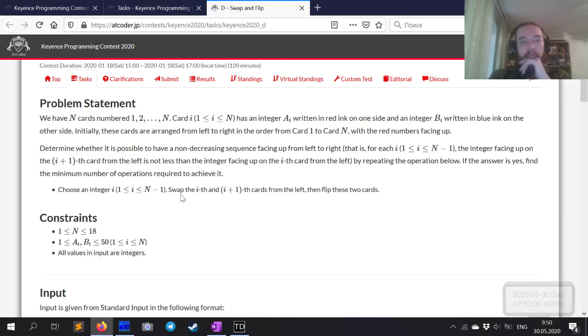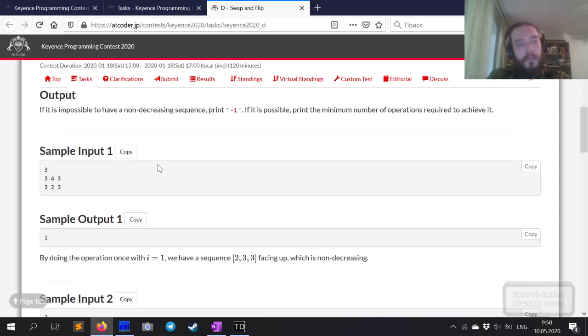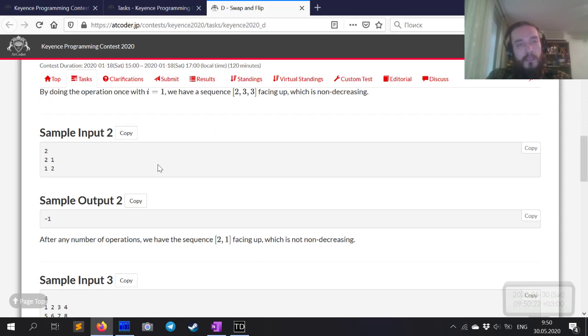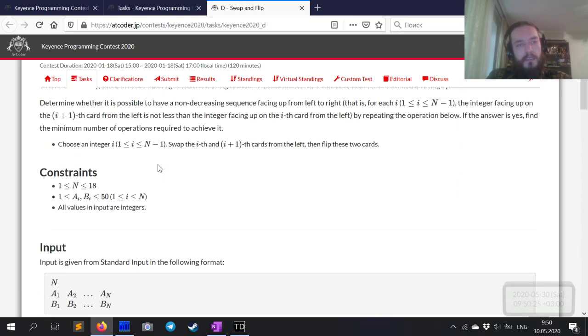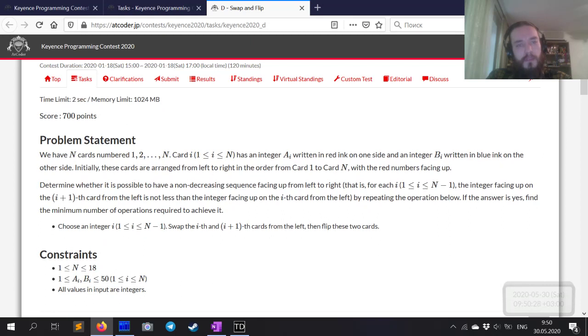And the question is, can we have a non-decreasing sequence of numbers regardless of the colors? What should we output? Okay, so the smallest number of operations. All right, so that's something that's not solved immediately, at least by me.